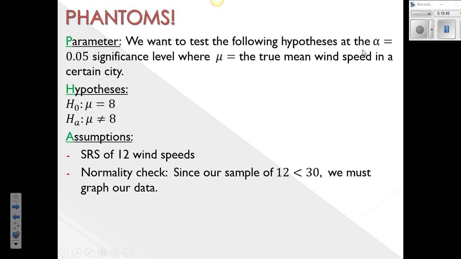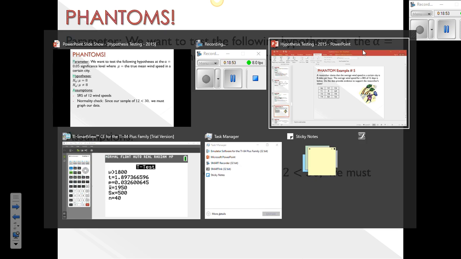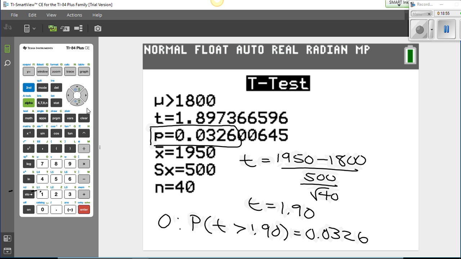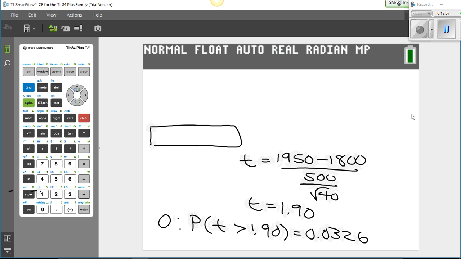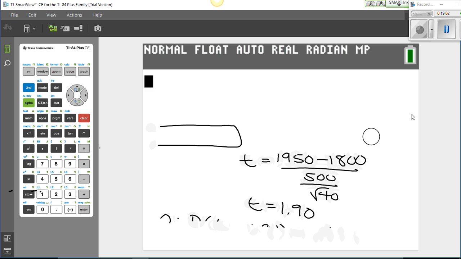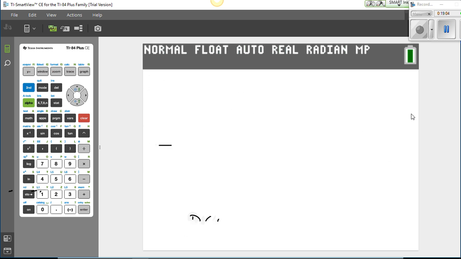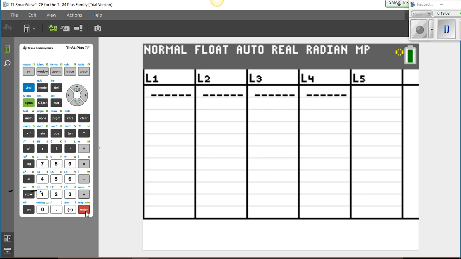All right, normality. Since our sample size is 12 and that's less than 30, we must do what? Graph. Bird will graph with you. Isn't that nice? I will need someone to read me out scores so I can graph with you. Don't all volunteer at once.